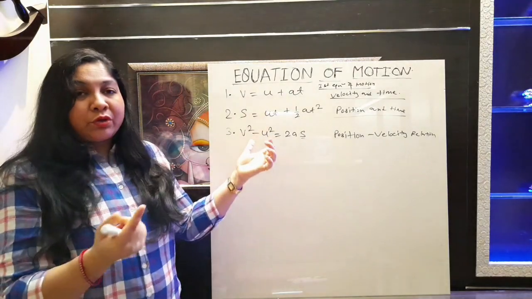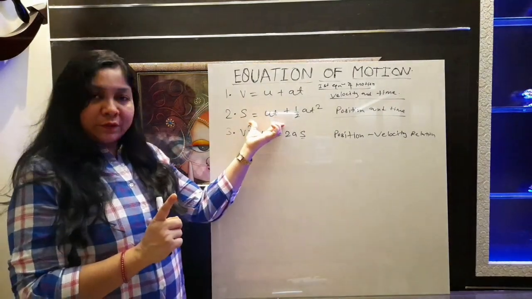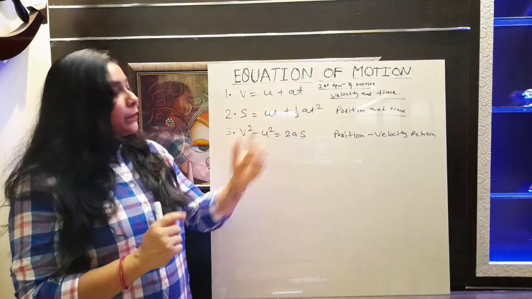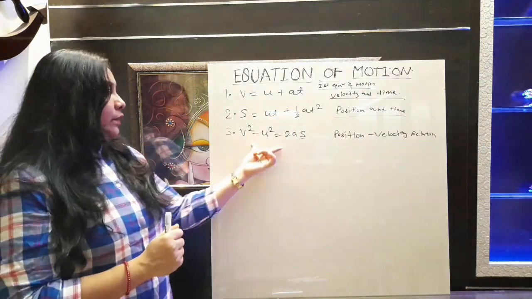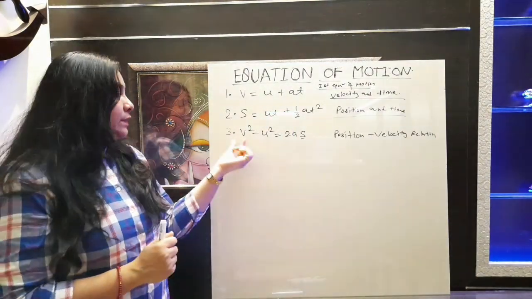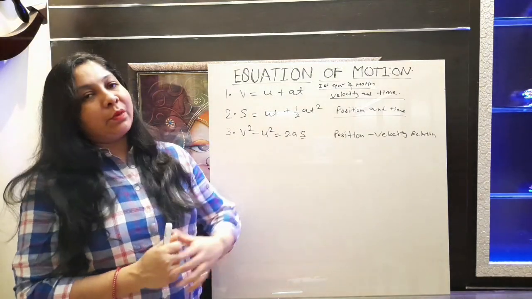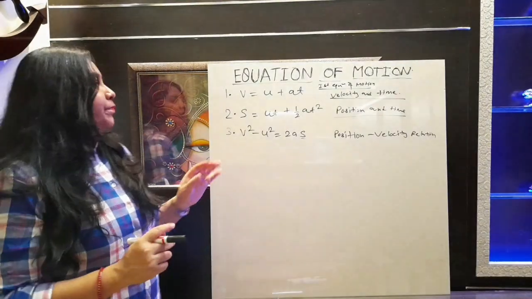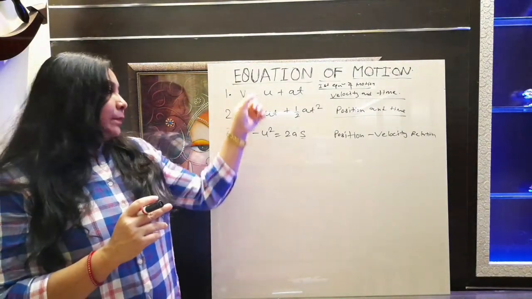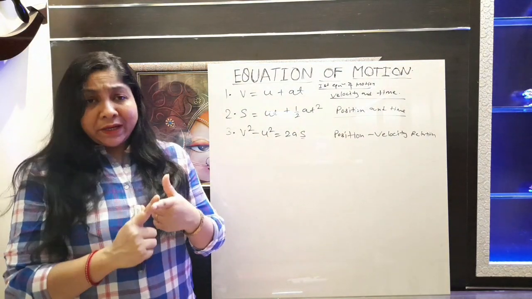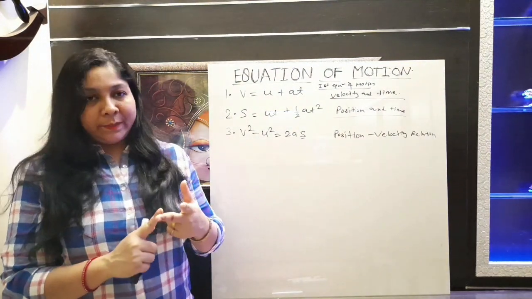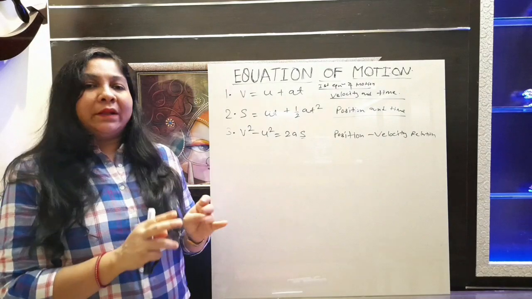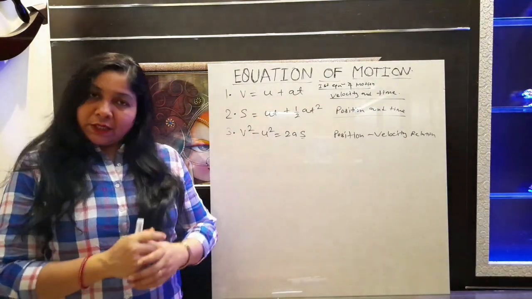If it is the second equation of motion, then obviously you have to write this much only: s is equal to ut plus half at square. And this one is the third equation of motion, that is v square minus u square is equal to 2as. Now, there are two methods to derive these equations. First one is the numerical method and second is the graphical method. By using these two methods, we can derive all three equations.